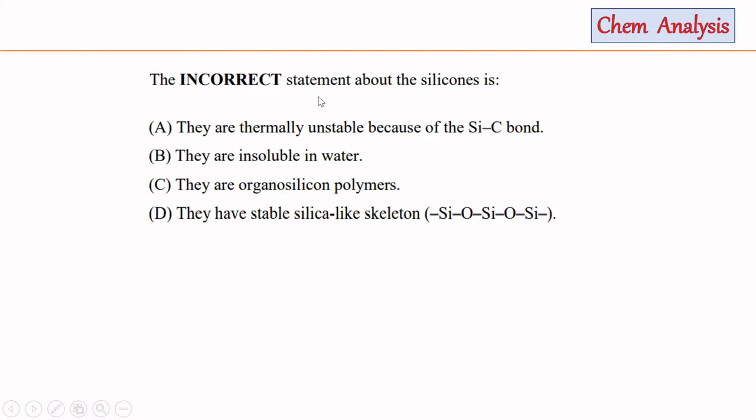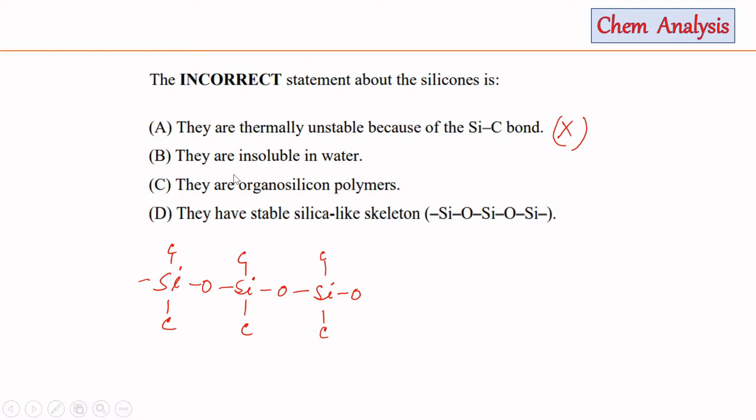Here we have to tell about the incorrect statement about the silicones. Silicones mainly contain silicon oxygen bonds, that is silicon oxygen is the backbone of silicones, and there are silicon carbon bonds also. That means they are organosilicon polymers, and they are really thermally stable due to silicon oxygen and silicon carbon bonds. And from the options we can see that the first option says they are thermally unstable because of the silicon carbon bond, but they are really thermally stable. So option number 1 is not correct.